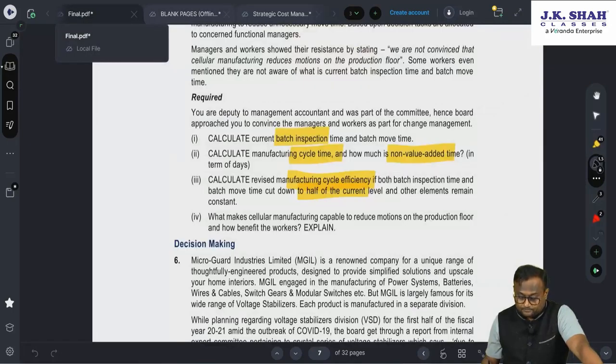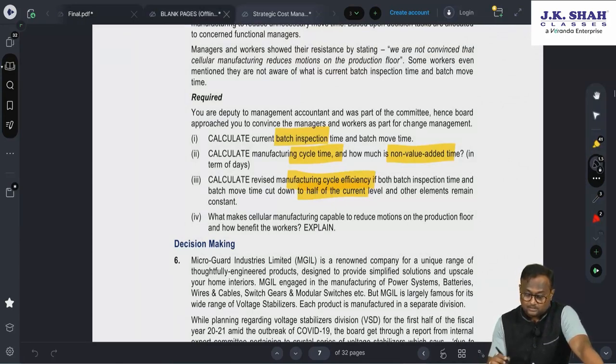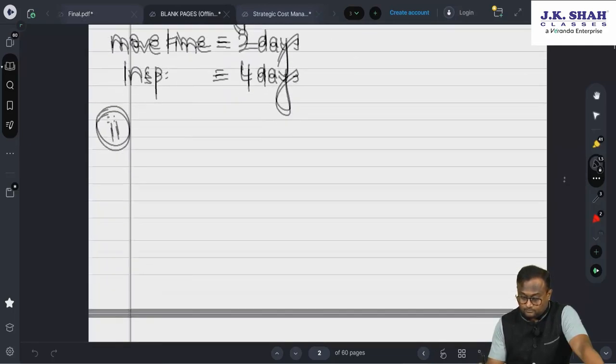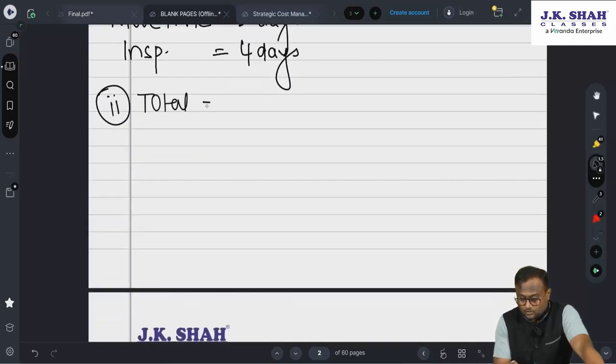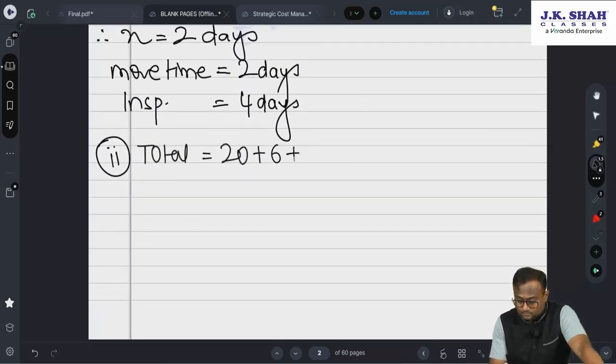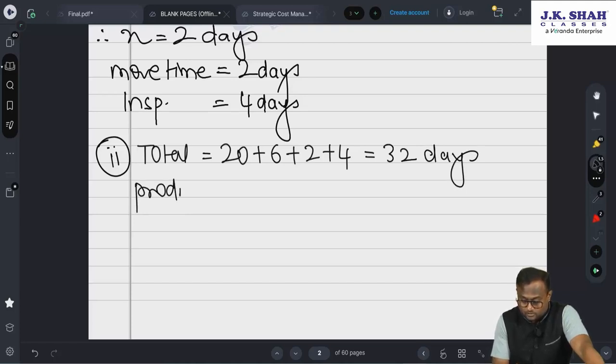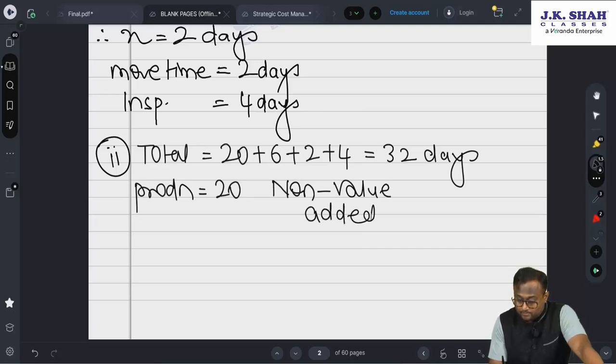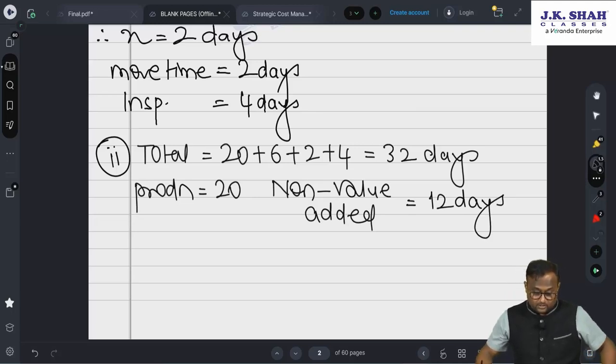What is asked in the second part? Manufacturing cycle time and non-value added time. Total time: 20 productive, 6, 2, 4, 30 days. Productive 20, so non-value added will be 12 days.